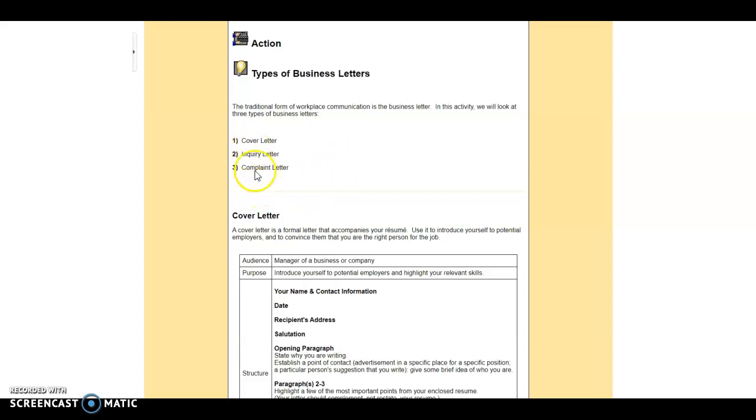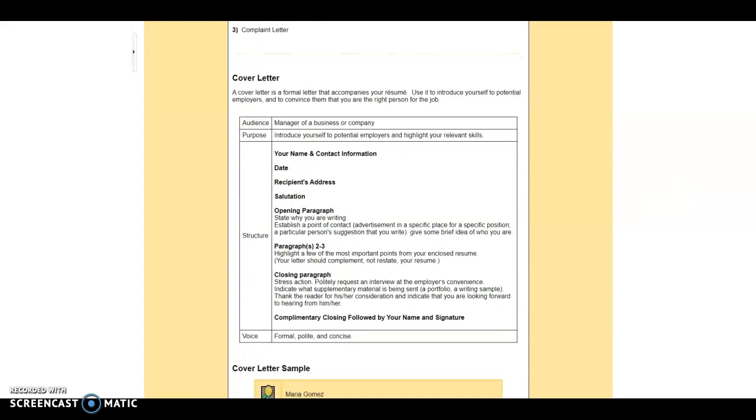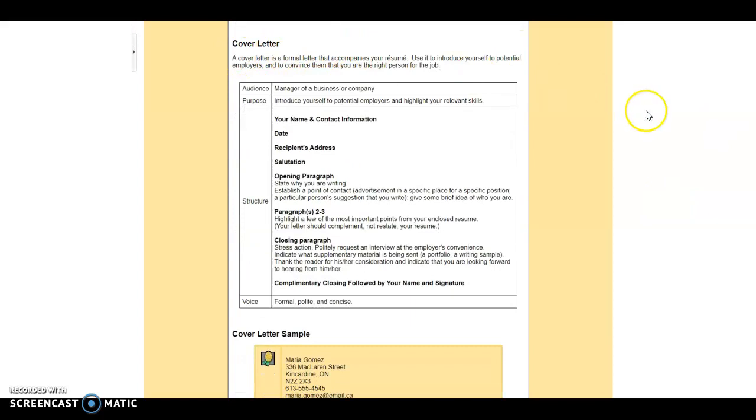And there are three types of letters that we're going to look at in this activity. We're going to look at cover letters, inquiry letters, and complaint letters. And I think cover letters are probably the one that you might be most familiar with already. Many of you have probably written a cover letter before when you've applied for a job.